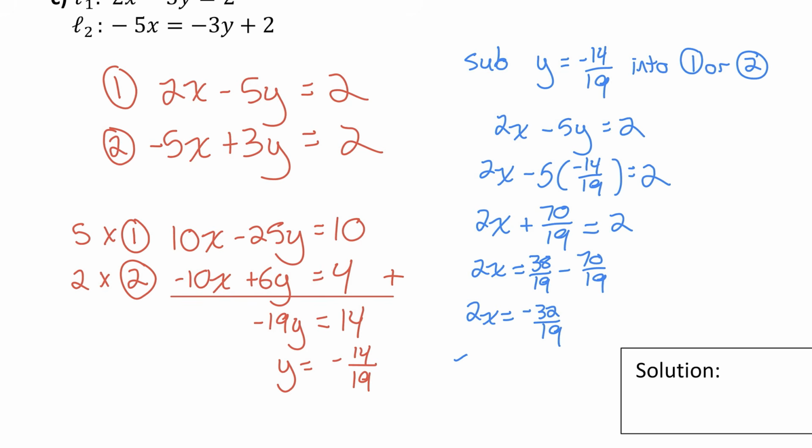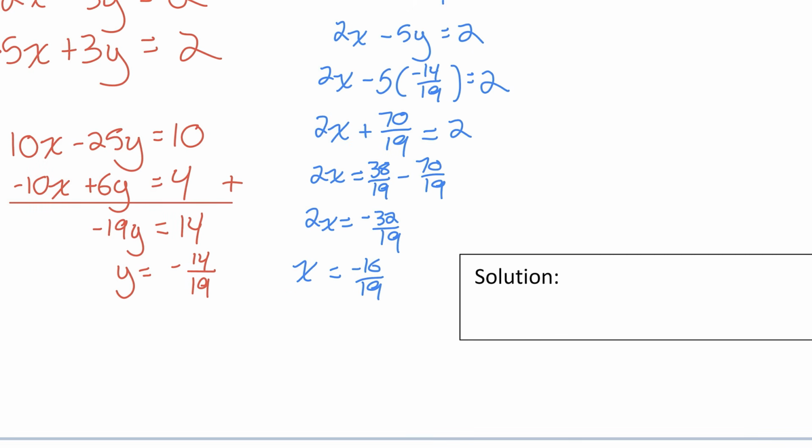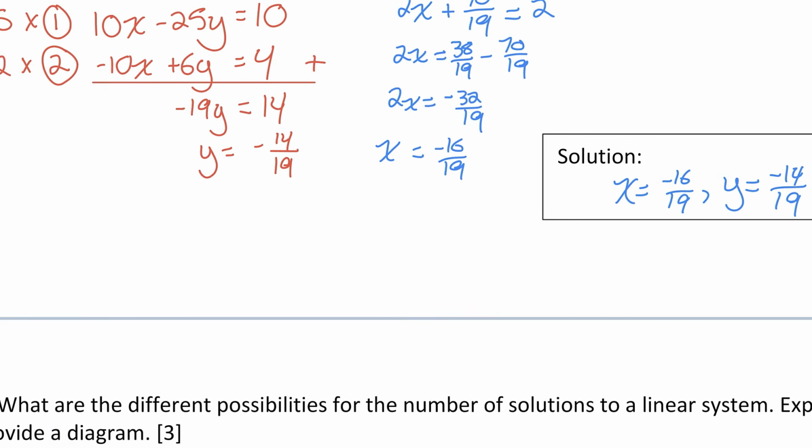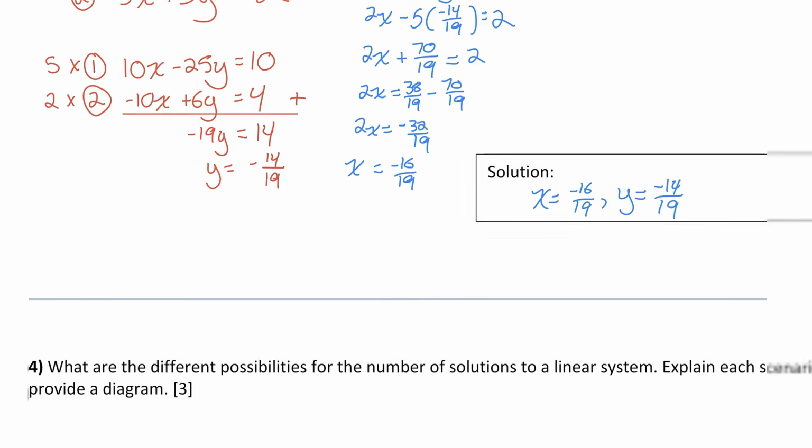And then when I divide by 2, I've got x equals negative 16 over 19. So my solution to this system is x equals negative 16 over 19, y equals negative 14 over 19. Okay, those are all of the solving linear systems questions using graphing, substitution, and elimination. Let's move on to more of the communication part of the test.